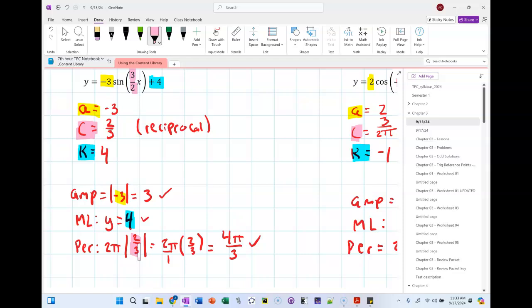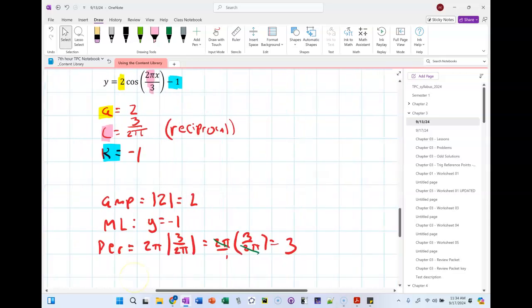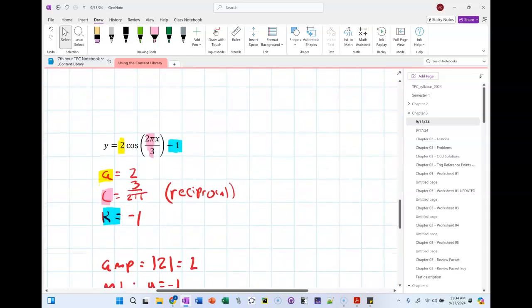Pretty simple, right? We're just pulling the coefficients from the equation, or from the function, and then plugging each of those into the equation for amplitude, midline, and period. So I have another example, but like whoop-de-dee-doo, it's doing the same thing, right?